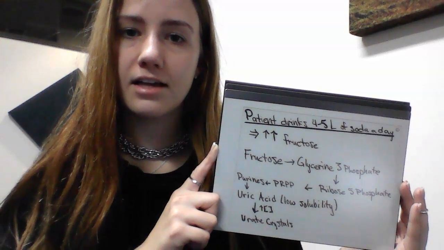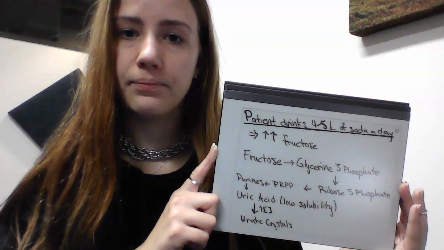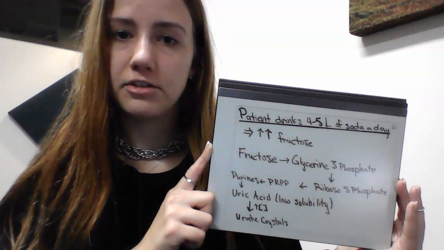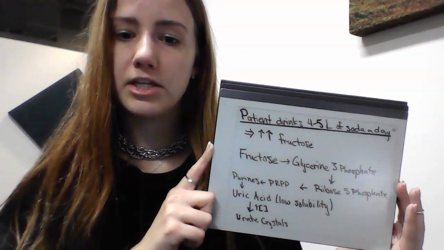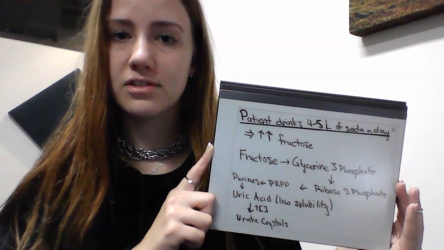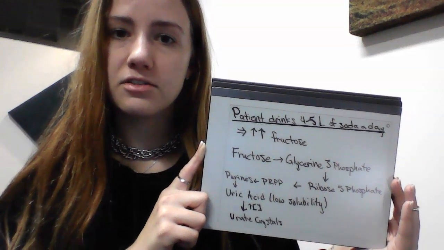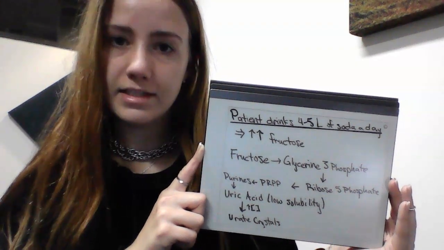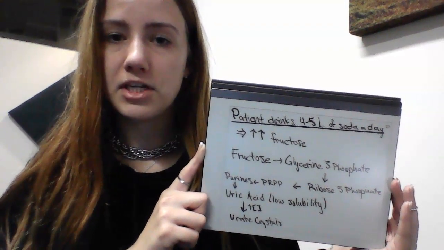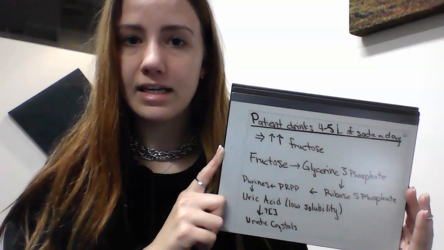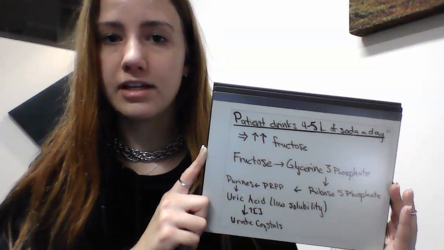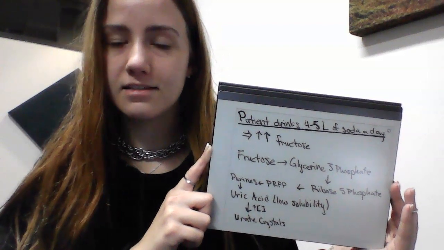Uric acid has low solubility in the body, so a high concentration of uric acid would lead to the formation of urate crystals. These crystals tend to form in patients' joints. This would cause inflammation and pain, which would ultimately exacerbate the symptoms of gout that the patient experiences.